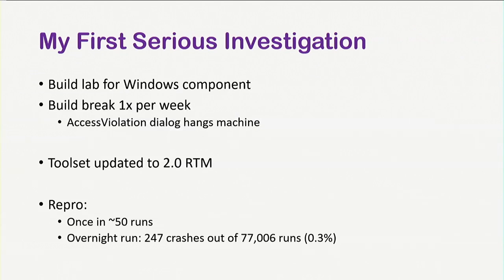They had a very great thing, which was that they had a repro. They basically ran the build in a loop, and once in roughly 50 times it failed, and they ran it overnight, which was a crazy number, 77,000, with roughly 250 hits. So we had a pretty decent repro. That's called a repro, even if it's not 100%. But if you have something that can reproduce in a certain period, that's a good start.